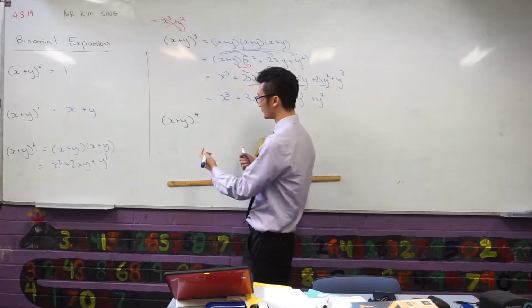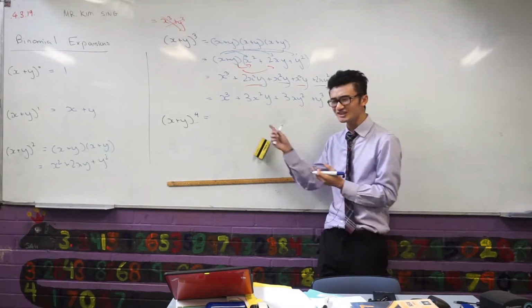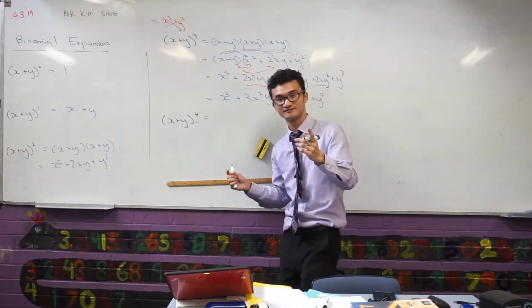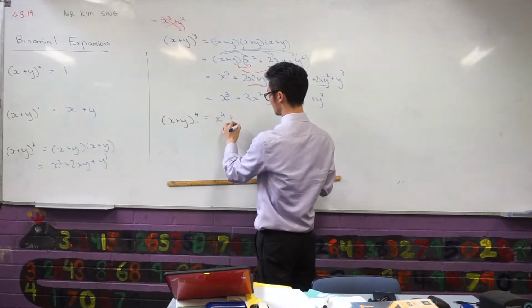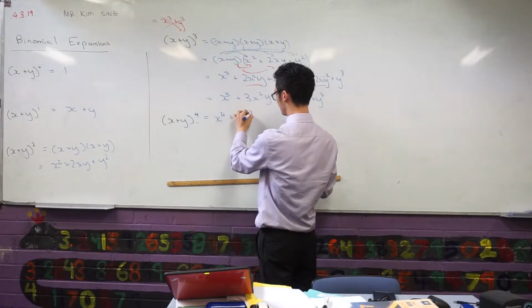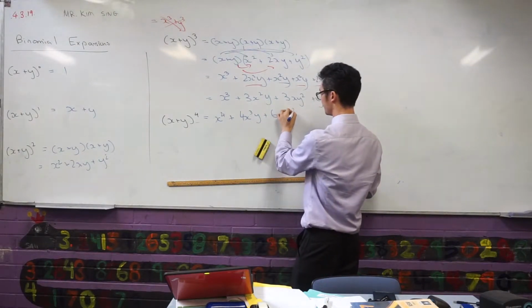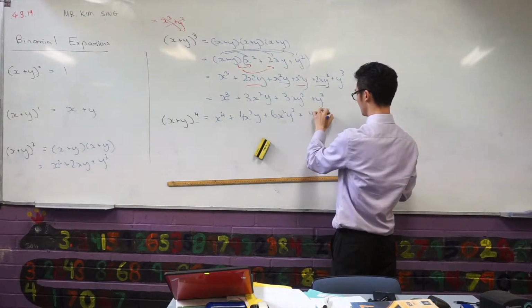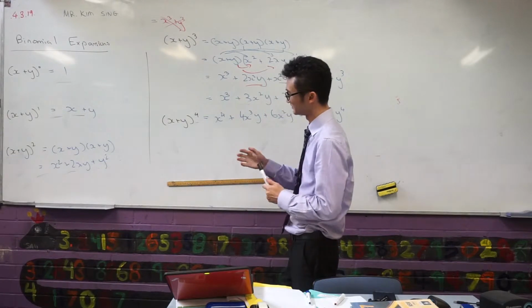Now, x plus y all to the power 4. I won't bore you with the algebra as much as I'd love to do it. Does someone have an answer for me that I can just write? x to the 4. Yep. Plus 4x cubed y. Mm-hmm. Plus 6x squared y squared. Yep. Plus 4xy cubed. Mm-hmm. Plus y to the 4.